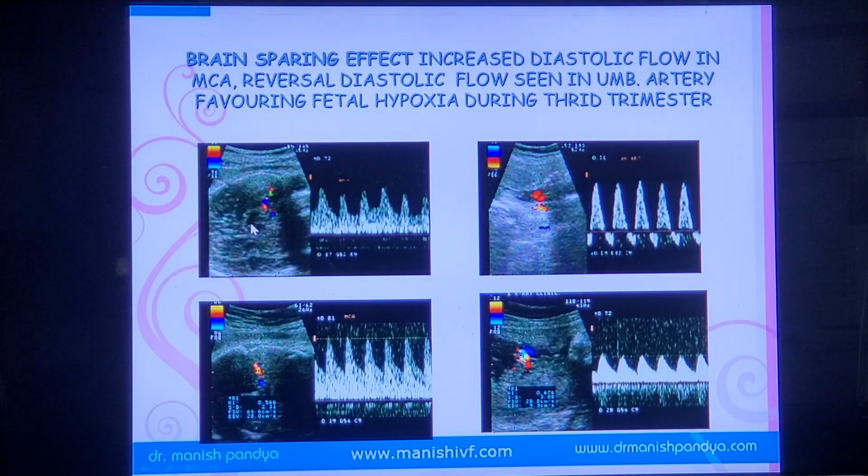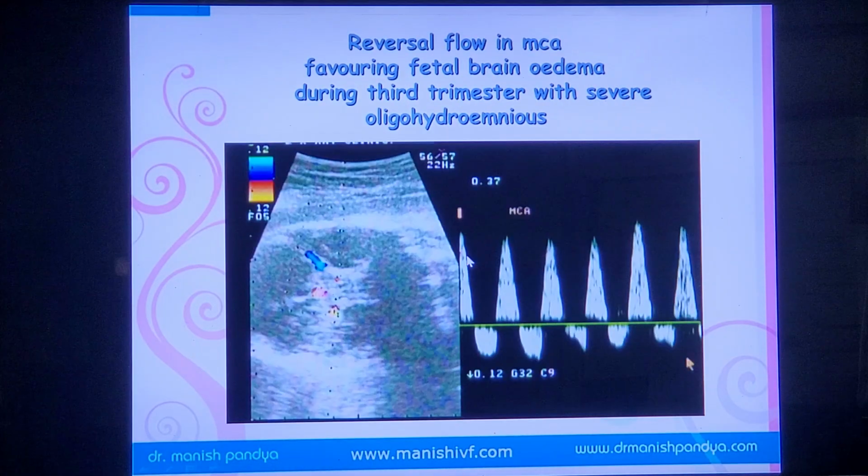Now see, this is a brain sparing effect. This is middle cerebral artery. See, it looks like umbilical artery. This is umbilical artery. Looks like middle cerebral artery with reversal of flow. This is normal umbilical MCA and this is normal umbilical artery. See the difference? Here it goes, here it goes. Okay? Eye catching. No need to see the indices. So this is a brain sparing effect.